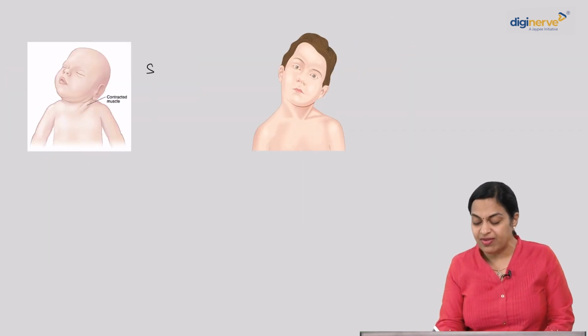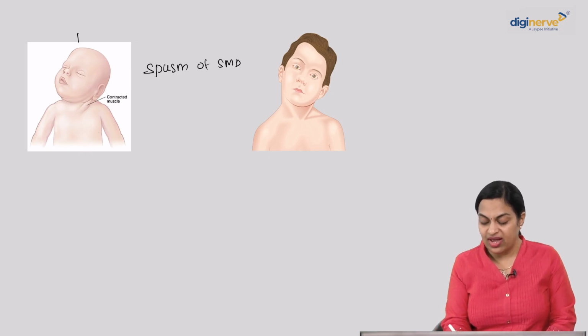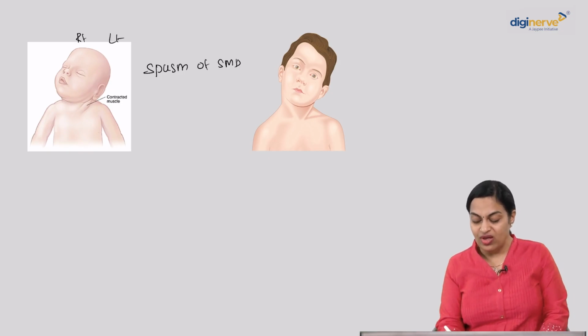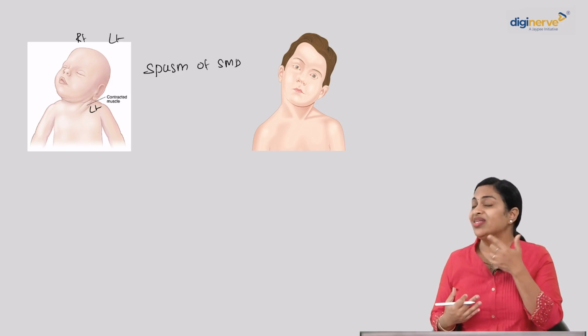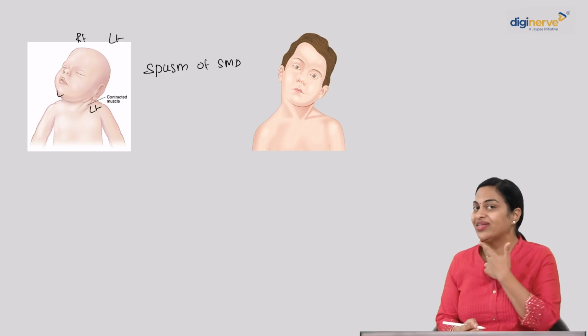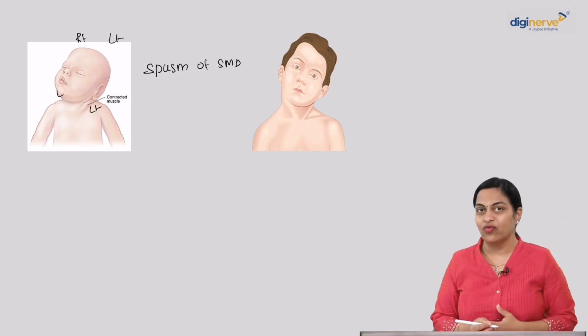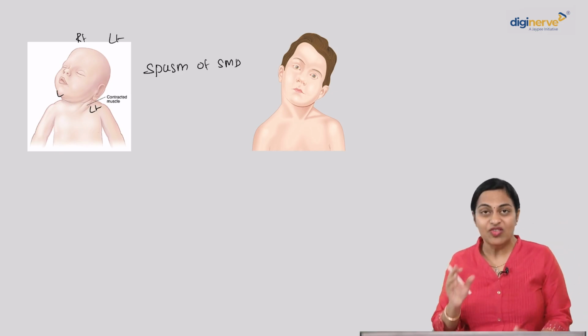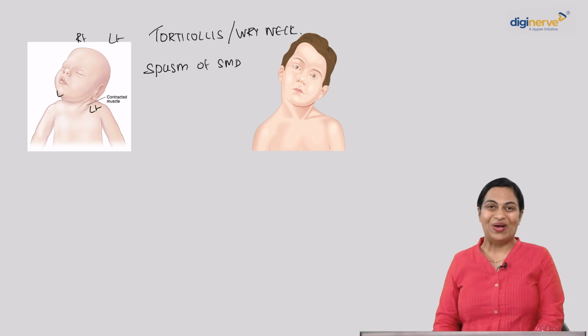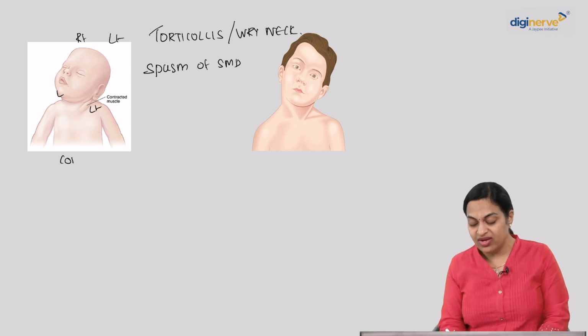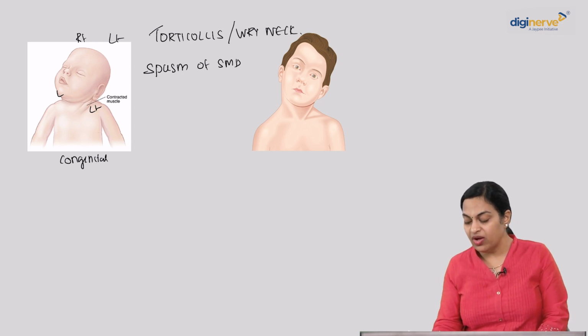So this is spasm of the sternocleidomastoid. The right and left side, right? Okay. So you can see the left side muscle undergoing spasm. What is happening? The chin is turned to the right and the head is tilted to the same side of the shoulder. This twisted neck is called torticollis or wry neck. Okay. So it could be congenital or it could be acquired.